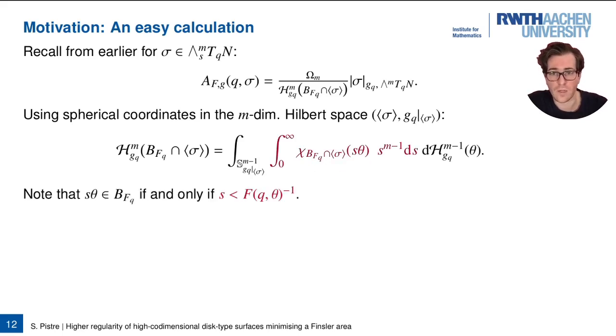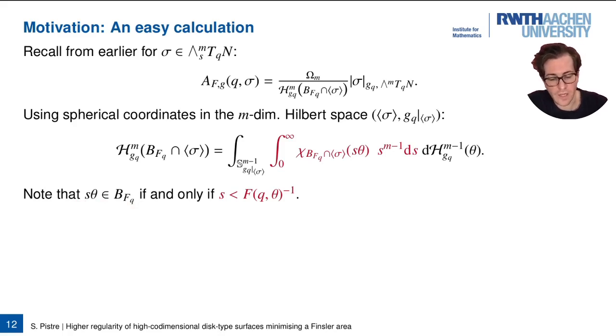And, well, we're going to first calculate the interior here. And maybe recall, this is easy to see, some point, so s is the radius and theta is the direction. So some point here is in the unit ball of the Finsler metric if and only if the radius is bounded by f of the direction to the power -1. So just take f of this thing here, that should be less or equal than 1, and then use the homogeneity of f and solve for s, okay?